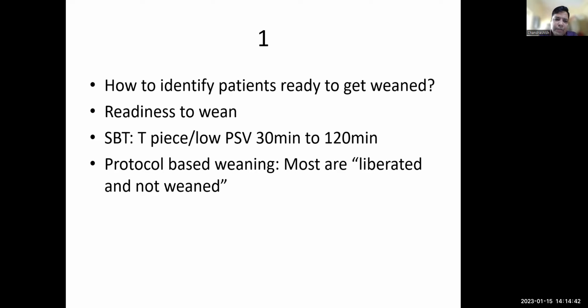And in a small percentage of cases, you have to actually keep on reducing the support.